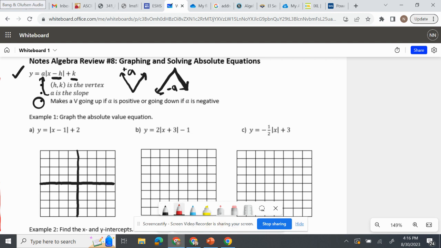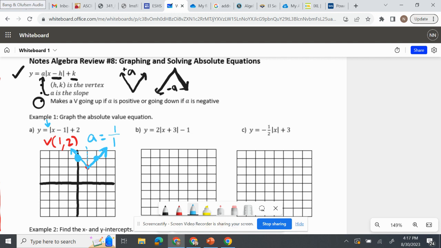And so the vertex is always the opposite, so that would be 1, and it's the number 2. So we're going to plot the point (1, 2). Now, after we do that, we're going to use our a value. Our a value is always in front, so in this case, it's going to be 1 over 1. So from this point, I'm going to go up 1 over 1. Now, because it's a V and it's symmetric, the other point is going to be on the opposite side, and that right there is going to give us our absolute value equation.